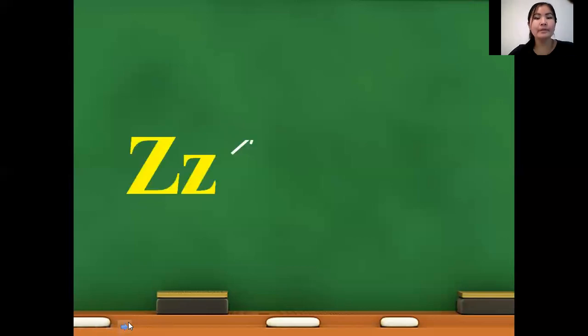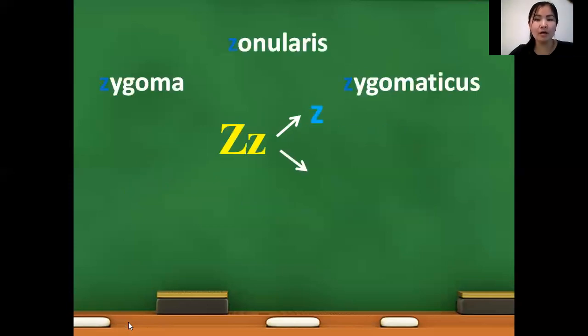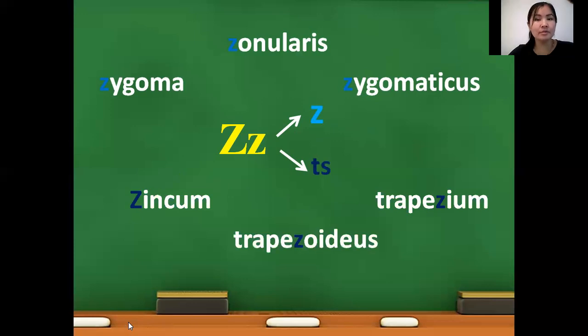Zeta produces sound Z in Latin words, and in words which were borrowed from other languages, ts. Z: zonularis, zygoma, zygomaticus. Ts: zincum, trapezium, trapezoideus.